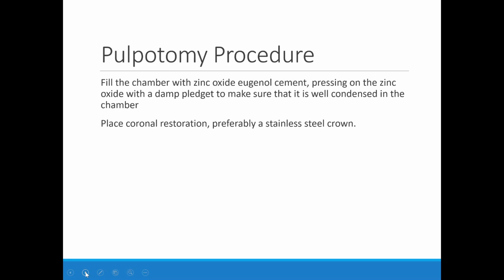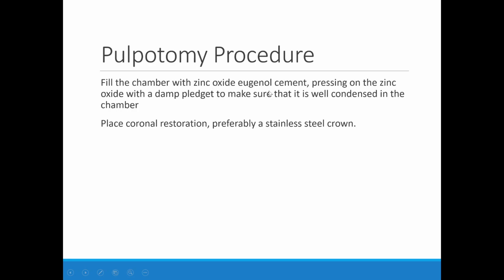Then fill the chamber with zinc oxide eugenol cement, pressing on the zinc oxide with a damp pledget to make sure that it's well condensed in the chamber, and place a coronal restoration, preferably a stainless steel crown. For example, in developed countries, they use crowns. When do we use zinc oxide eugenol cement? After ferric sulfate and after formocresol.